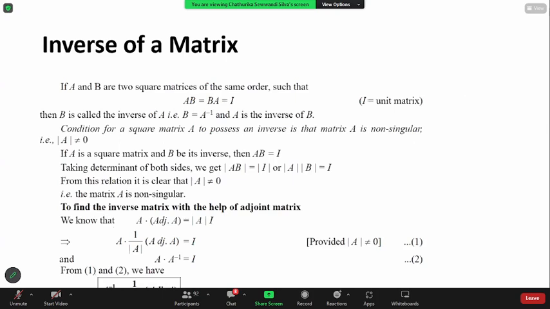Again, the summary of this slide is this one. Almost all the other things we have already discussed. In order to find A inverse, first you need to find adjoint A, and then you need to divide adjoint A by its determinant. Then only you will get the inverse of A. Inverse of A can be found like that.